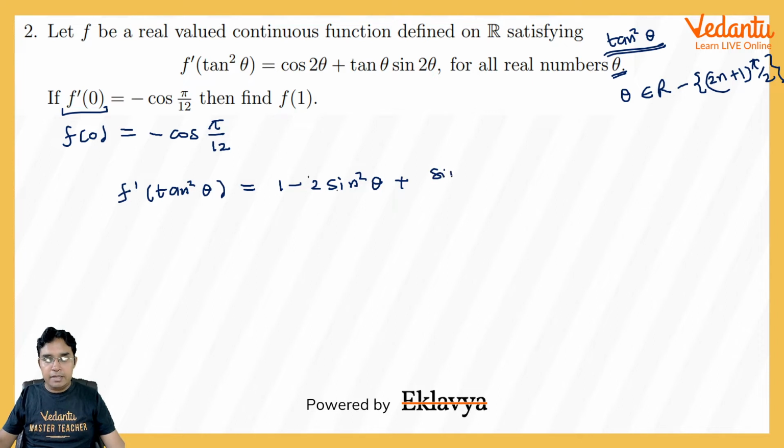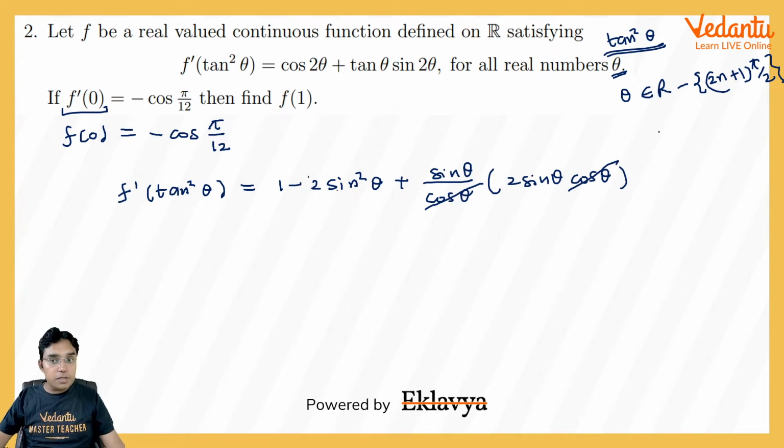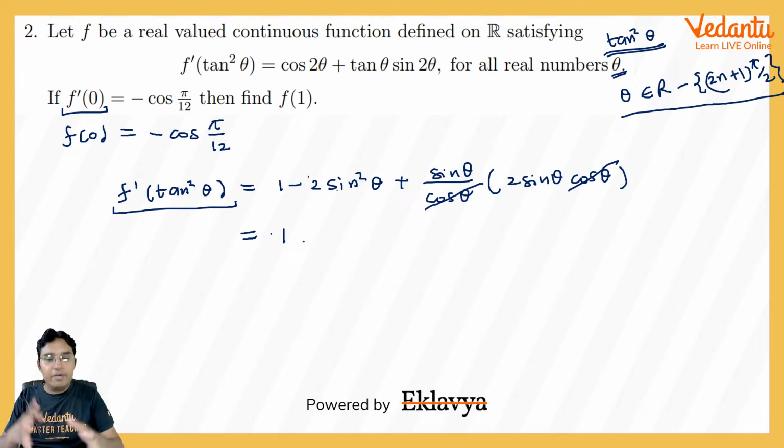Tan theta can be written as sine theta upon cos theta, and sine 2 theta is 2 sine theta cos theta. So you can see for cos theta not equal to 0, we can cancel this cos theta, and cos theta will not be 0 if we take theta like this. Here, 1 minus 2 sine square theta plus 2 sine square theta will cancel, so it will be 1 only. So my f dash is coming out to be 1 always. That means the derivative is constant.